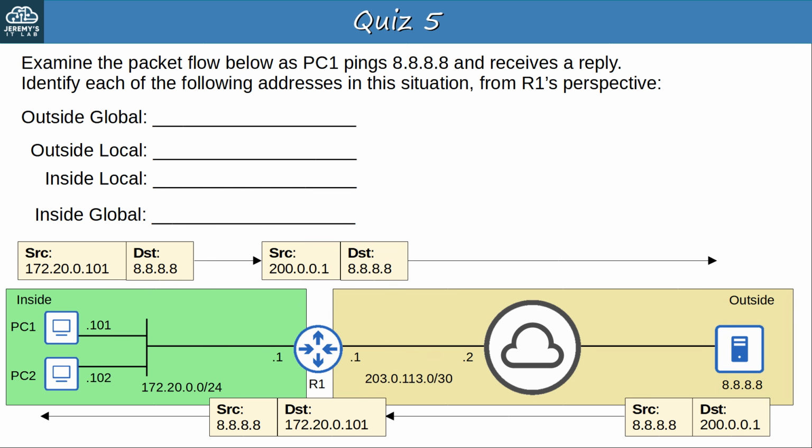Okay, let's go to question 5. Examine the packet flow below, as PC1 pings 8.8.8.8 and receives a reply. Identify each of the following addresses in this situation from R1's perspective. So, identify the outside global, outside local, inside local, and inside global addresses. If you were to use the command show IP NAT translations on R1, which address would appear in which column? Pause the video now to think about the answers.